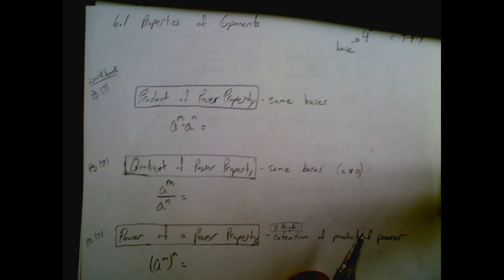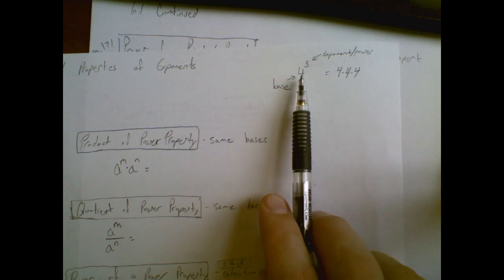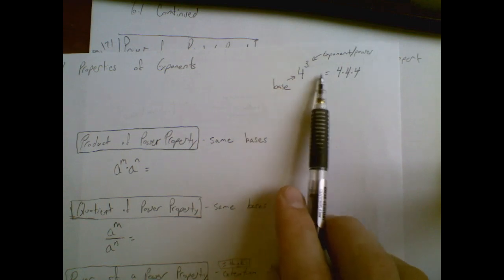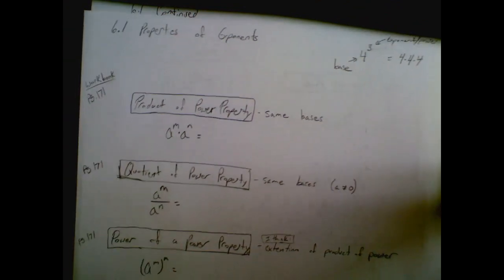So before we go into these, a couple things we have to remember. Here's our base, here's our exponent or power, and this is not 4 times 3, it's 4 times 4 times 4, okay? So keep that in mind when we're going through these. Most of these you've probably seen before, we've worked with before, but we haven't put formal definitions to it. So that is our plan for this week.